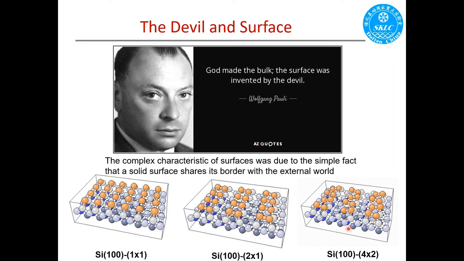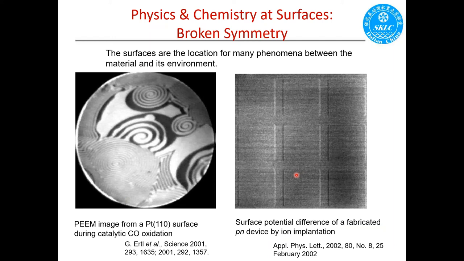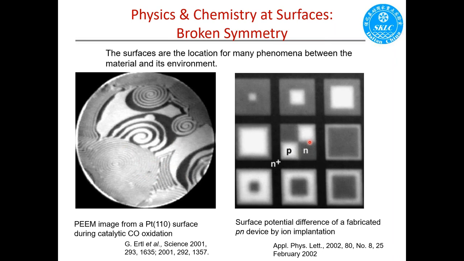So the surface is a very important place where many important chemical and physical processes happen. As for catalysis, Ertl has given us a very elegant demonstration that he found that carbon monoxide oxidation on the platinum surface is not homogeneous. It happens in a spiral way and propagates from time to time. In semiconductor physics, for small devices, even if they look the same, if you look at the surface potentials, you will see that it totally changes. It gives you very beautiful patterns. So the surface is also important in semiconductor physics.